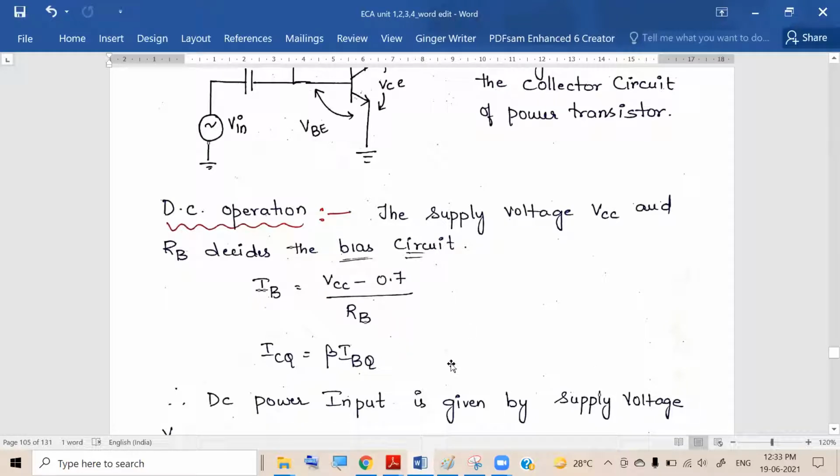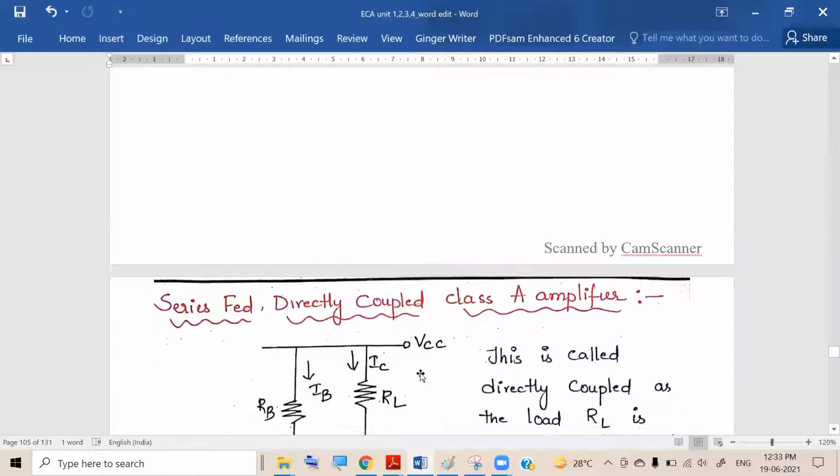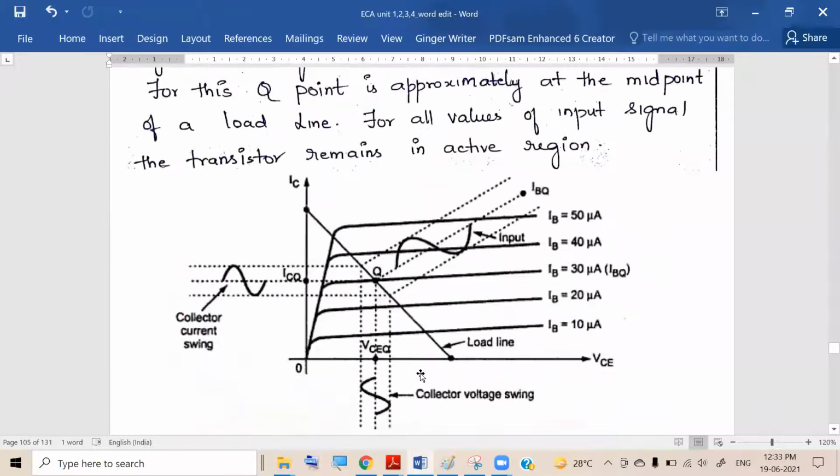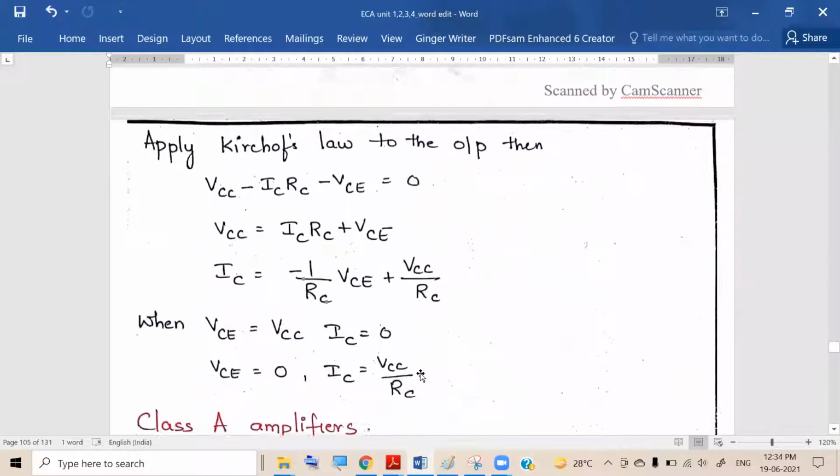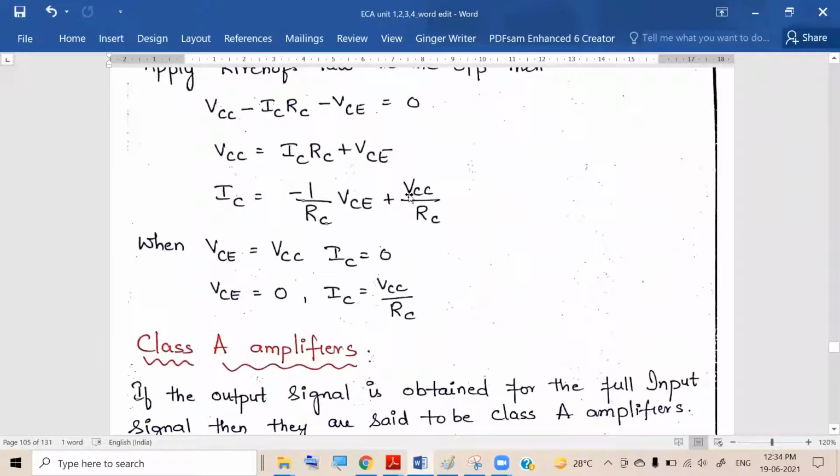So once IC is fixed, a constant value, then from this relation, I told you already VCC is constant, RC is constant, in the previous class. IC is just now calculated and we have fixed it to a constant. Then from that we will get VCE, because VCE is the only unknown.